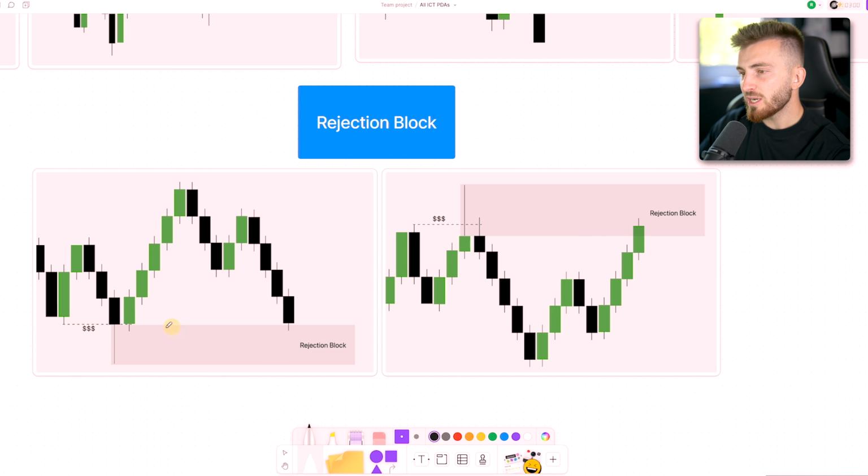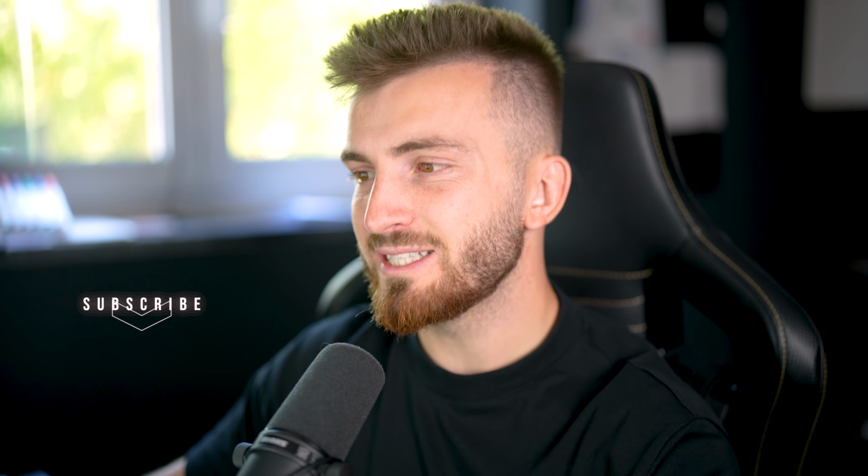The rejection block is basically when we have the sweep of liquidity and the move up. The extreme, the wick, is going to be our rejection block, both on the bullish and on the bearish. And this is going to tie in very, very well with one thing that I will say at the end.